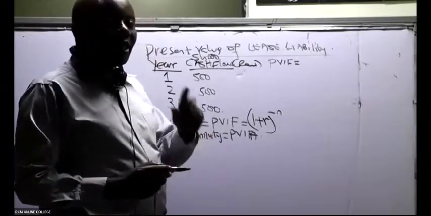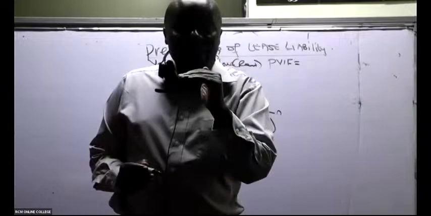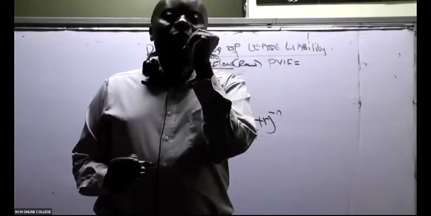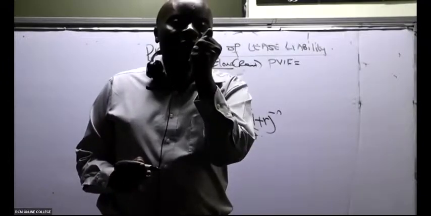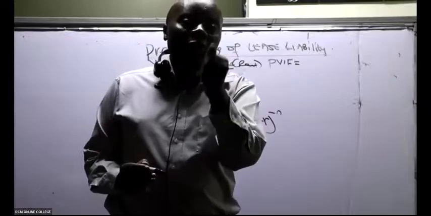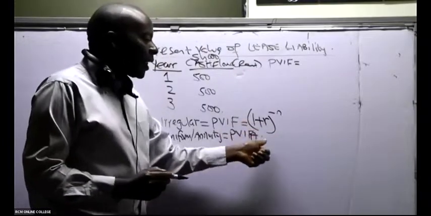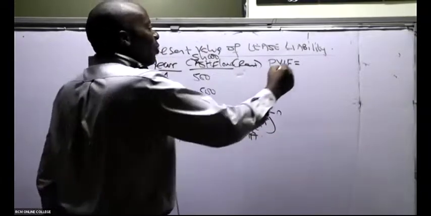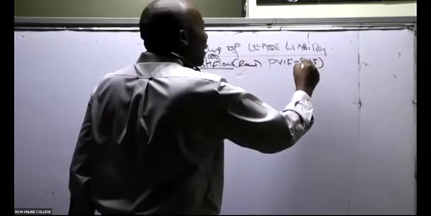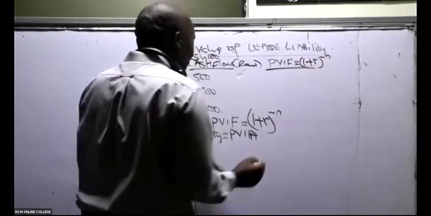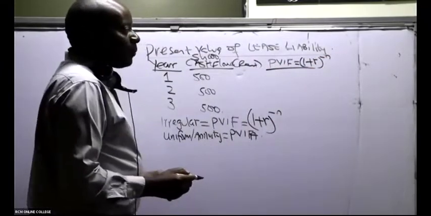If cash flows are irregular, they are fluctuating. If they are fluctuating, then you use PVIF to discount them. And the PVIF is the one whose formula is written here. It is 1 plus R raised to negative N. So this is the formula I'm using here. I'll use the other formula later.